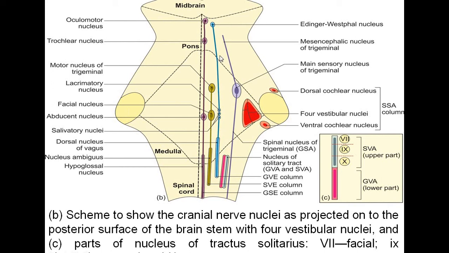This diagram shows the floor of the fourth ventricle, which is formed in its upper part by the posterior surface of the pons, and the lower part by the posterior surface of the medulla oblongata. There are two triangles in this region: the hypoglossal triangle and the vagal triangle. The hypoglossal nucleus, 2 cm long, lies beneath the hypoglossal triangle, which is present in the medulla oblongata.